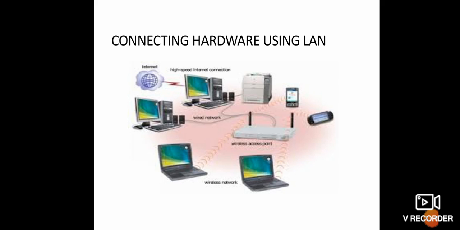Next, connecting hardware using LAN connection. Here a high-speed internet is connected with the system. Then it gets transferred to the wireless access point. Only one person is having a wired connection, whereas others are using a wireless connection.